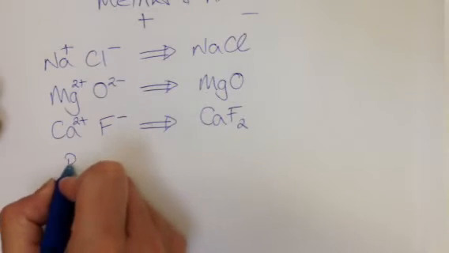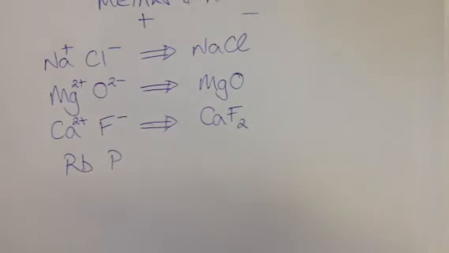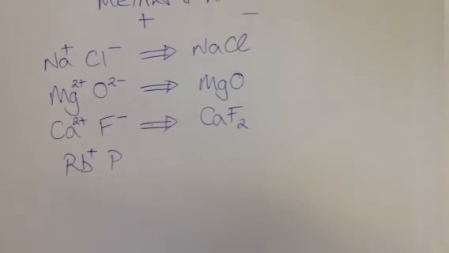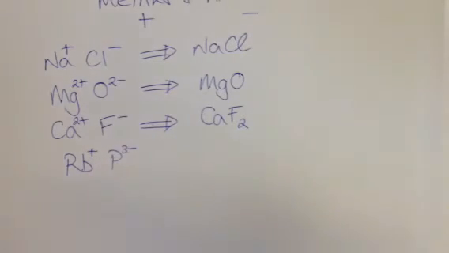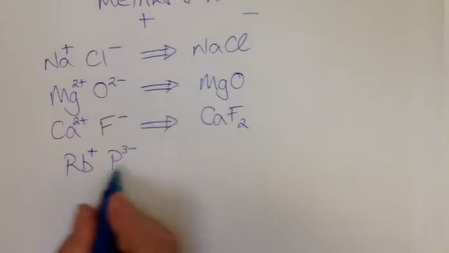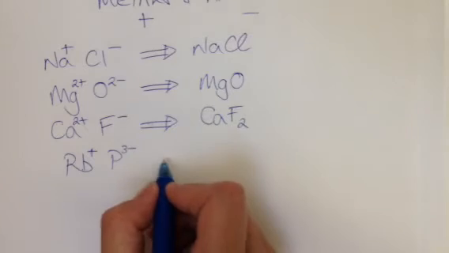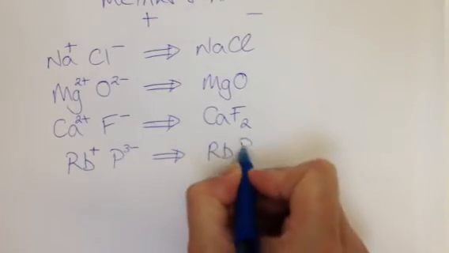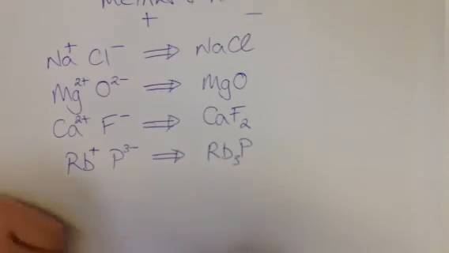Okay, how about rubidium and phosphorus? Rubidium is in group 1A, so it forms a 1 plus ion. Phosphorus is in group 5A, so it forms a 3 minus ion. So to cancel those, what do we need to do? We're going to need more rubidiums, right? We need 3 rubidiums to cancel 1 phosphorus. Okay, 3 rubidiums, 1 phosphorus.